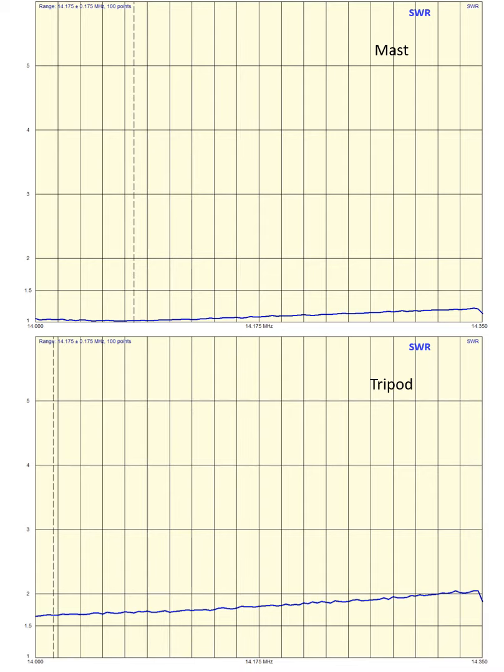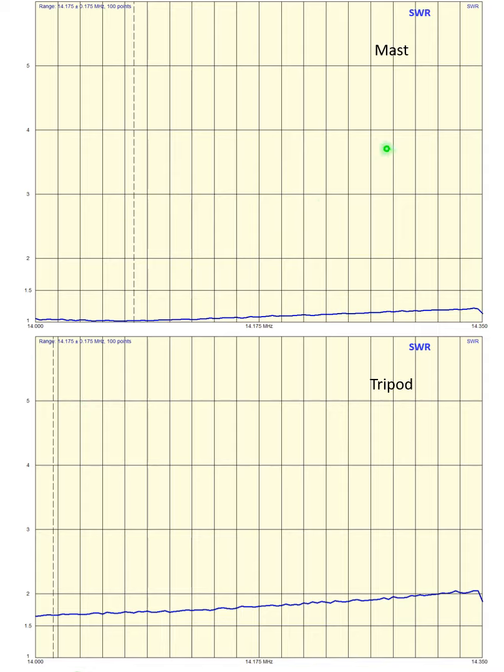This is the standing wave ratio plot that the program generates, and you can see here we've got it set up from 14 megahertz to 14.350, I think it is. Yeah, 14.350. And all of these, this slide and the following slides, are arranged so that I have the mast data on the top of the page and the tripod on the bottom of the page, and the frequency scales are the same, and the vertical scales, in this case SWR, are the same.